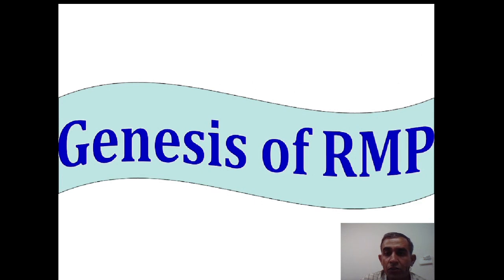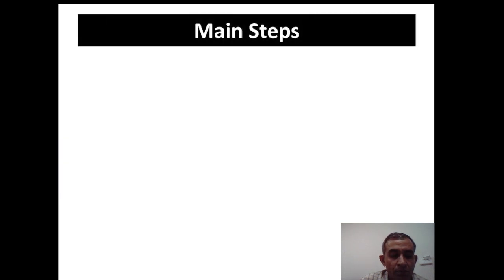Now coming to the genesis. So far we have seen the definition, normal values and how it is recorded. Now coming to the most important aspect in this session, that is the genesis of the RMP, and this is one of the most important parts of this session. So what are the main steps for the genesis of the RMP?